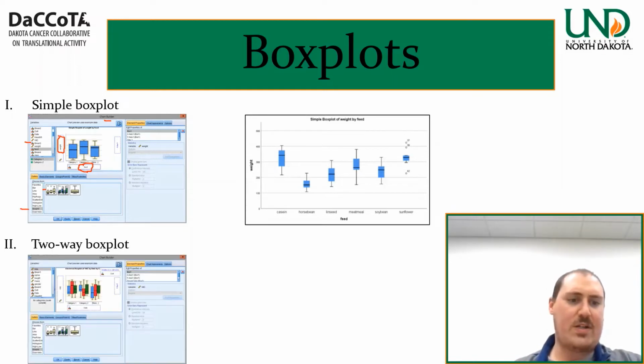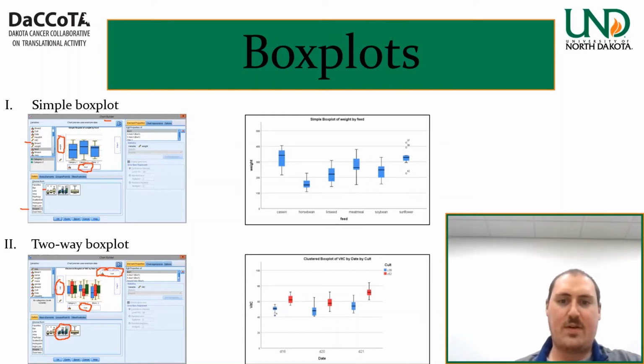To do a two-way box plot, very similar, but now you're going to select this middle box, and then date is going to be our x variable, vitamin C is going to be our y variable. This is from the cabbage data set, and now that we have this two-way, there's this clustering variable, also known in R as our fill, or in SAS as our group, whatever you want. That's going to be our cultivar. And when we do that, we have a clustered box plot of vitamin C by date by cultivar.